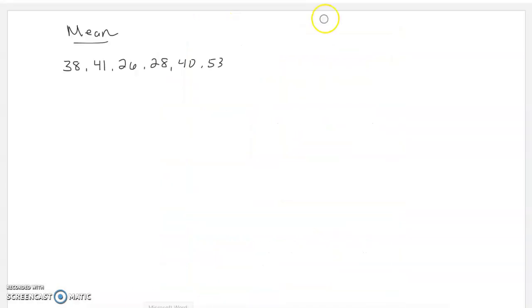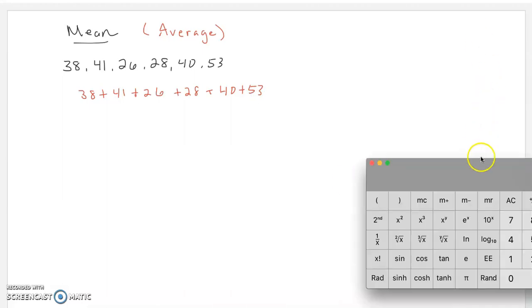So here we go. The first one is finding the mean. Another word for finding the mean is finding the average. So here's what we're going to do to find the average. We're going to first add up all these numbers. So I'm going to do 38 plus 41 plus 26 plus 28 plus 40 plus 53. I'm going to add up all those numbers.